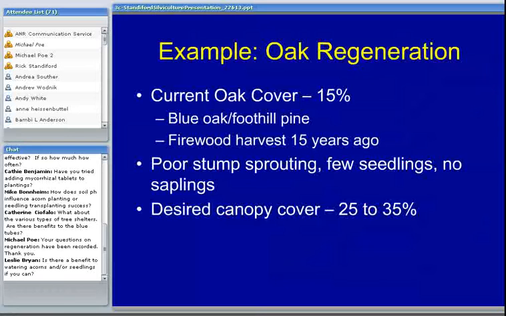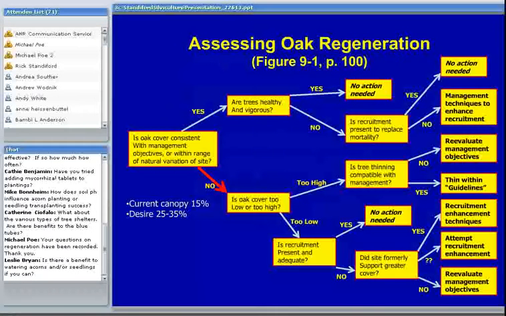This is in Chapter 9 also of your book, and the same example is also provided in your book. But if a current oak cover is 15% of a blue oak foothill pine stand, there was a firewood harvest about 15 years ago. We think the stand probably had a denser canopy cover because we see stumps and we see a larger canopy cover was likely to have been there when the firewood harvesting occurred. We don't see good stump sprouting in this particular stand, and really few seedlings and no saplings. So that's our example of what we see out there.